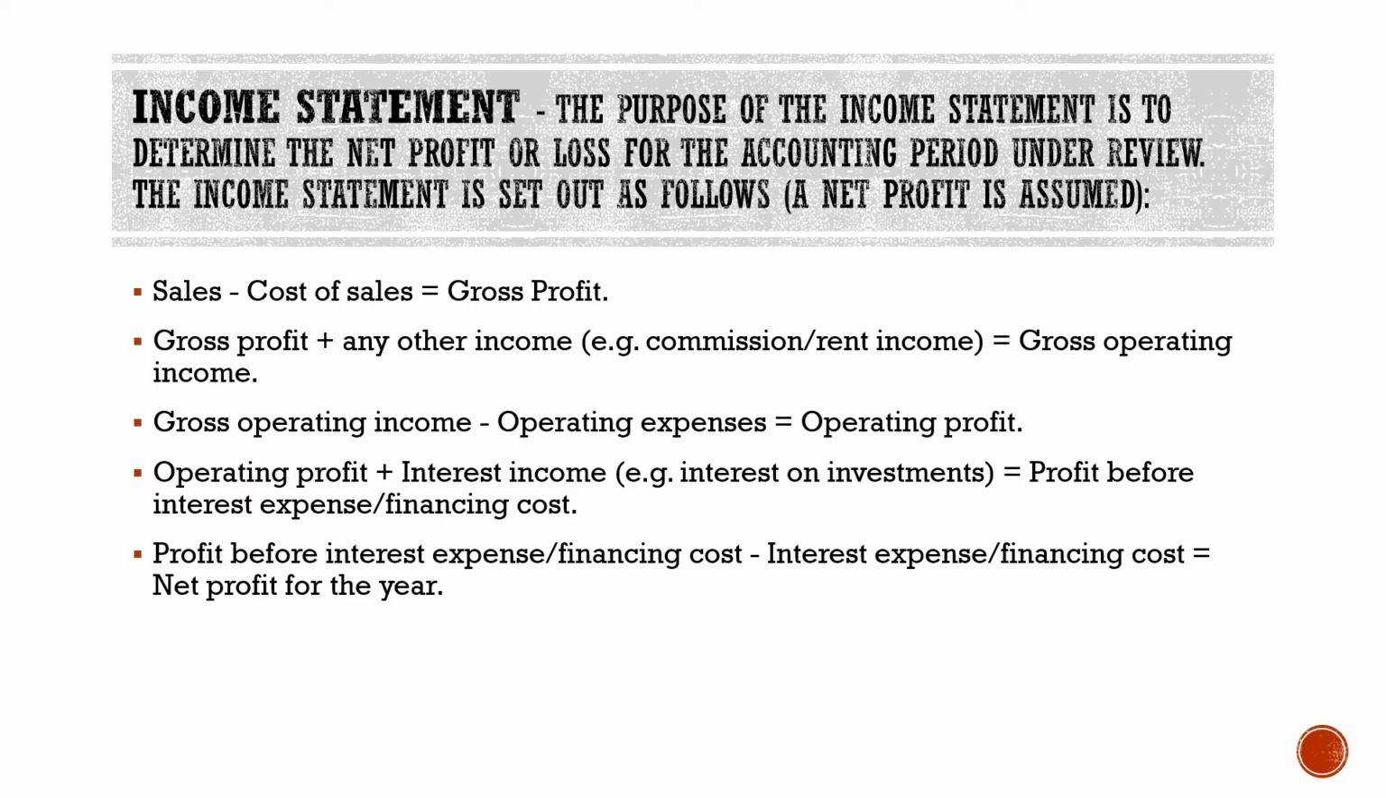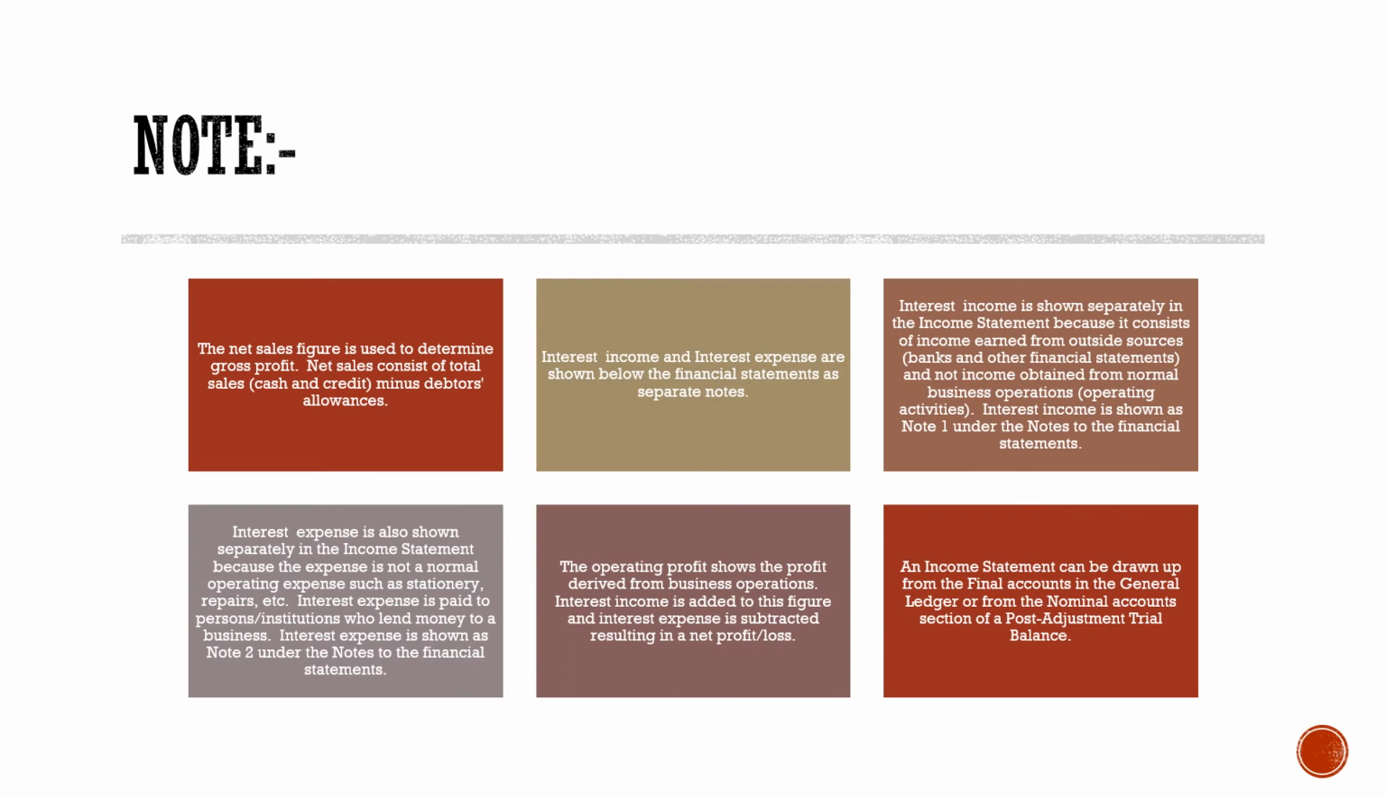Operating profit plus interest income, for example interest on investment, will equal profit before interest expense and financing costs. Profit before interest expenses or financing costs less interest expense or financing cost will equal net profit for the year. Note: the net sales figures used to determine gross profit. Net sales consist of total sales, cash and credit, minus debtors' allowances. Interest income and interest expense are shown below the financial statements as separate notes.